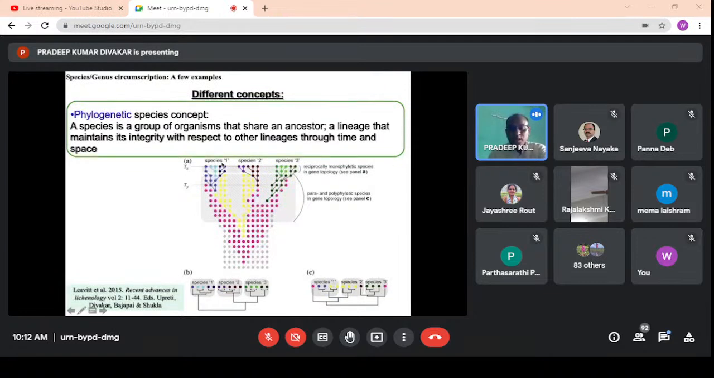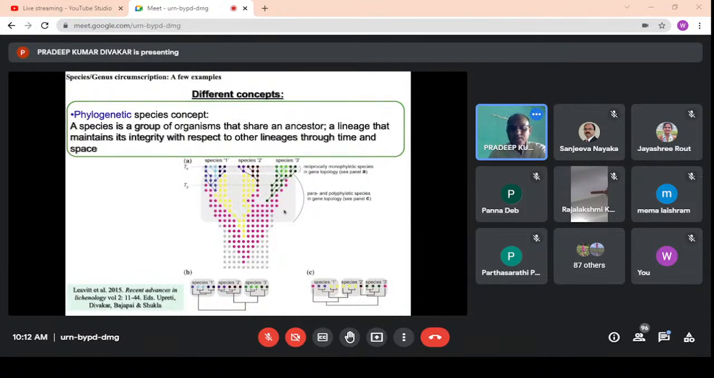A group of organisms that share an ancestor. So 1, 2, and 3 share an ancestor here. And a lineage that maintains its integrity. Species 1, species 2, species 3, all these maintain their integrity with respect to other lineages through time and space. This is the time. Through time and space, it maintains its integrity. So this is the phylogenetic species concept.